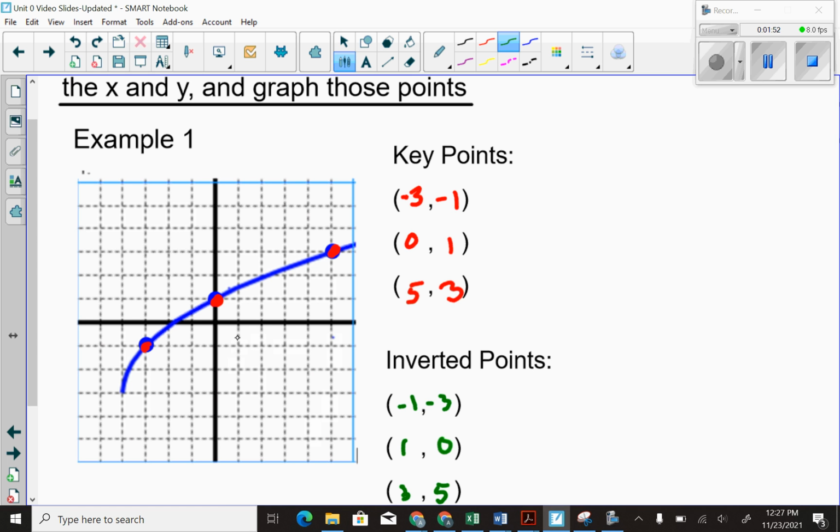Just to see what my inverse is looking like, there would be (-1, -3), (1, 0), and then (3, 5). And I'm actually going to do this point. That point's at (-4, -3), so it would be at (-3, -4). So this is what our inverse graph looks like.